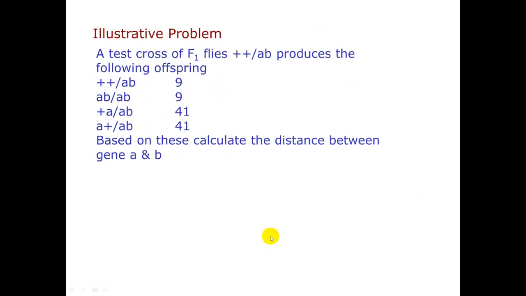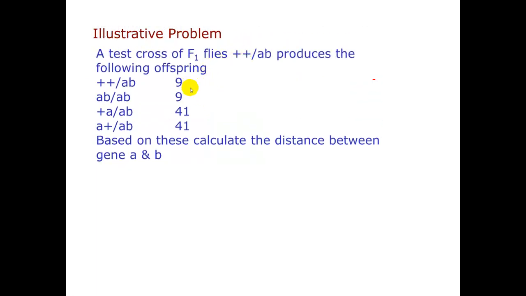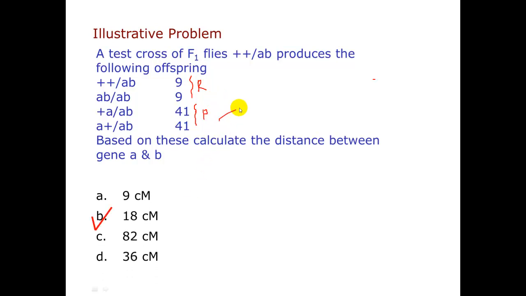Again you can see there. Since this number is more, this is a parental one, and this is a recombinant one. So we can easily say that the total number of progeny is equal to 100, recombinants is equal to 18, and the formula will become recombinants by total times 100, right? So it becomes 18 by 100 times 100. So that's why 18 becomes the answer, right? So this is how it is actually calculated.